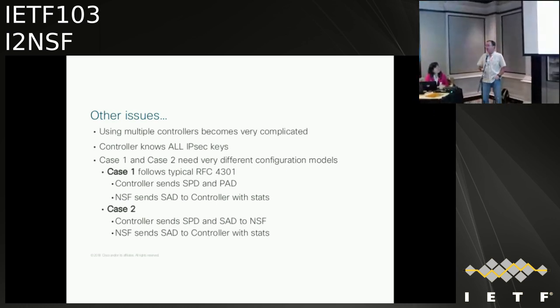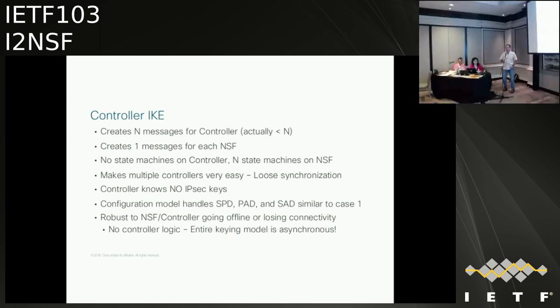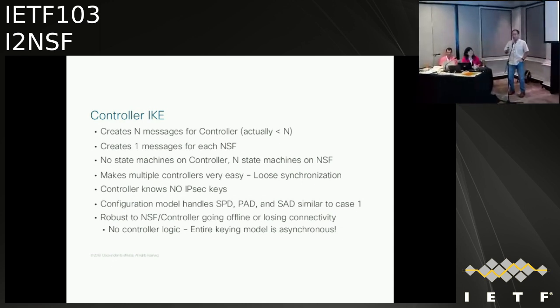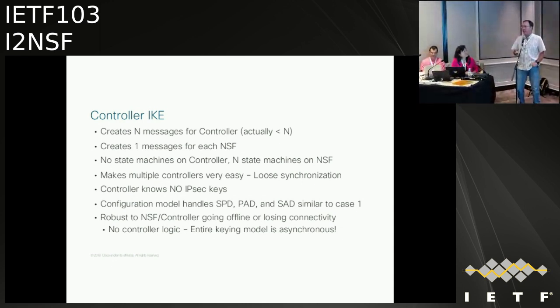So controller IKE, we've talked about it before. It hasn't really changed, so we've gotten some comments, and we're going to put a new draft out. We've started working with the EVPN folks, and we're going to try to integrate some stuff there. But what do we have? We have n messages for the controller instead of n squared. And actually, this gets less than n if you're talking about individual messages, because you're grouping them together. Controller doesn't need to send out an individual rekey message for every node. They can lump a whole bunch of them together when they're distributing them to other nodes.